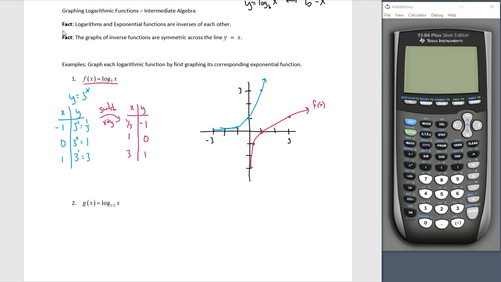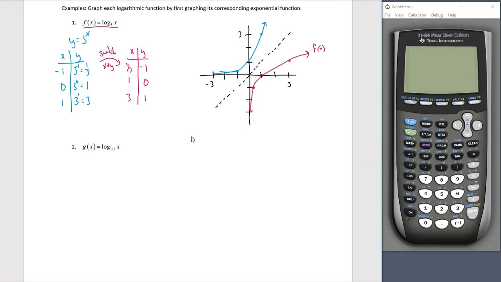And I'm going to label this as our function. And that's how I draw a logarithmic graph every single time. Notice if we put the line y equals x in here, and we're going to assume I could draw a nice straight line, if I were to fold this over that dotted line, I'm going to call that pink, the pink line would lay on top of the blue line. They're mirror images of each other. That's all it takes to graph a logarithmic function.